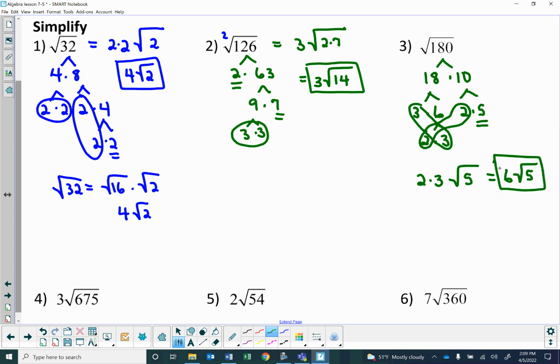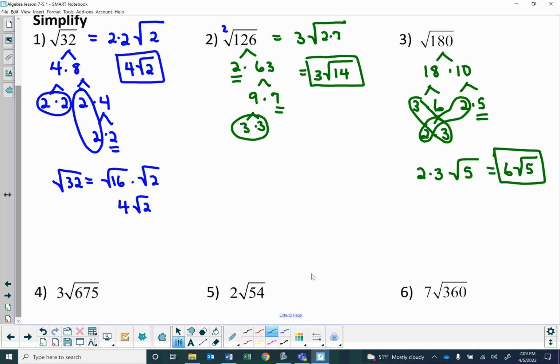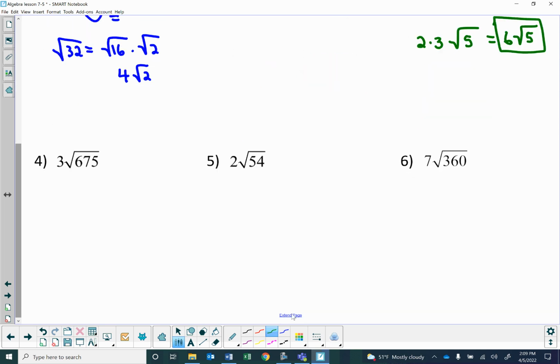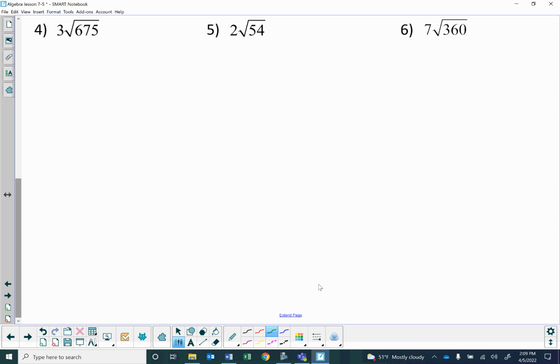Okay, the more you do these, the better you get at them. The better you get at them, the more things you can learn about how to deal with them. Now, the first 3 problems didn't have anything on the outside of the radical. Now we have numbers on the outside of the radicals. The numbers on the outside of the radicals just means I'm going to multiply 3 times the square root of 675. Just means it's multiplication. Since it's 3 and then the square root symbol, they don't have to put the multiplication symbol, kind of like 3 times x doesn't have to have the dot between the 3 and the x.